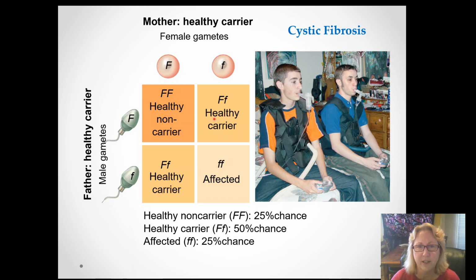And so we can see here from the Punnett square that for any pregnancy for this couple, there is a 25% chance that child will be affected. There is a 50% chance that the child is going to be a carrier like the parents, and there's a 25% chance that the child will not even be a carrier and not inherit the cystic fibrosis allele at all. And this is true for any recessive genetic disorder. We would see a similar pattern like this.